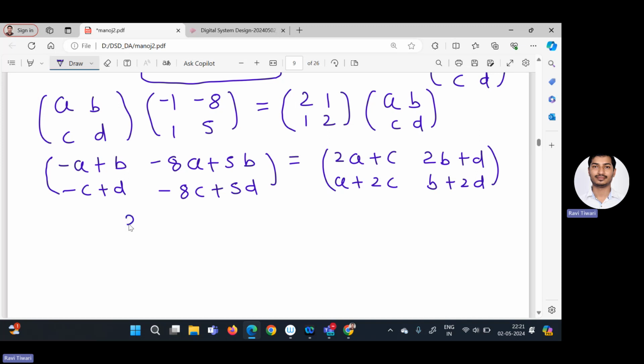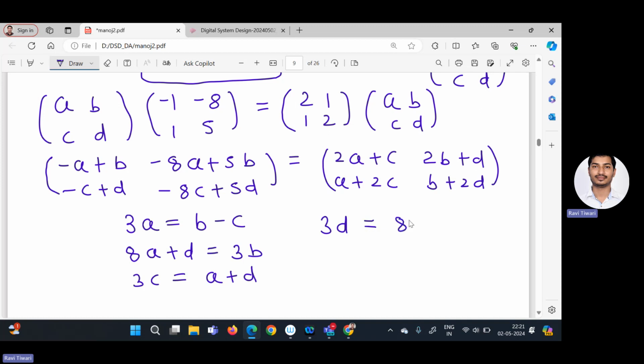So we can write 3A equals B minus C. And from the second equation, -8A plus 5B equals 2B plus D, so 3B equals 8A plus D. Next, 3C equals A plus D. And the fourth equation, 3D equals 8C plus B. So we have four unknowns A, B, C, D, and four equations. We can solve and easily calculate A, B, C, D.